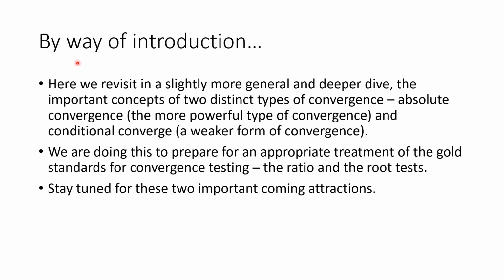By way of introduction, in this lecture we revisit, in a slightly more general and deeper dive, two important concepts, and these are distinct types of convergence. Absolute convergence, which is the more powerful type of convergence, and conditional convergence, which is a weaker form of convergence. Now, we're not just doing this to be doing this, we're doing this to prepare for an appropriate treatment of the gold standards for convergence testing, the ratio test and the root test. Stay tuned for these two important and soon coming attractions.